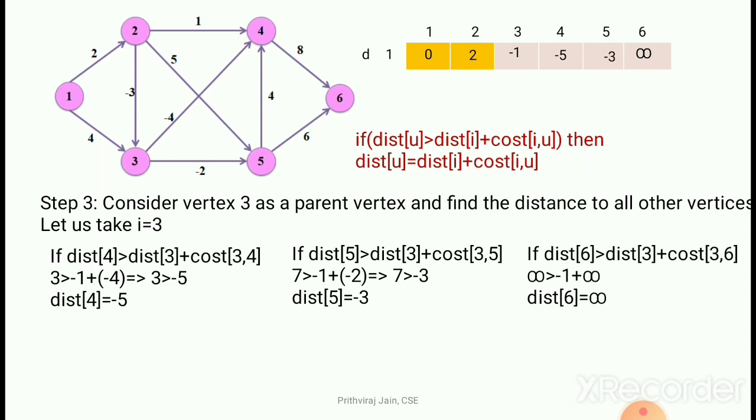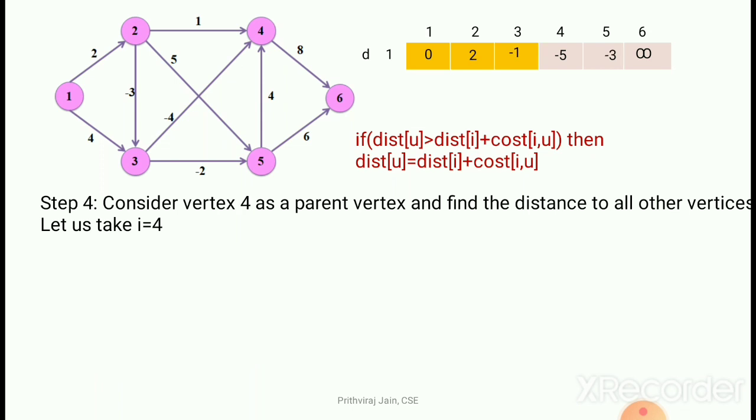Next, from 3 to 6, distance of 6 greater than distance of 3 plus cost of 3 comma 6. So distance of 6 is infinity, which is greater than minus 1 plus infinity. So the condition is false here. Distance of 6 remains as it is, that is infinity. And at the end of this iteration, in this D array we can see vertex 4 will give the minimum distance.